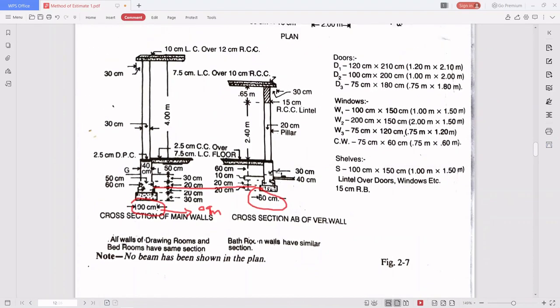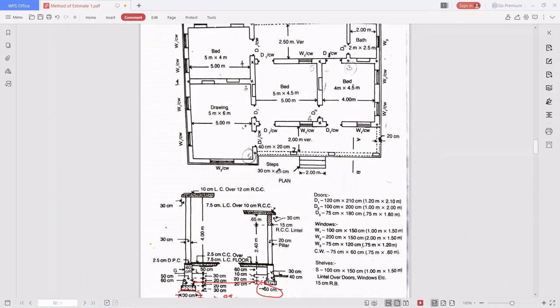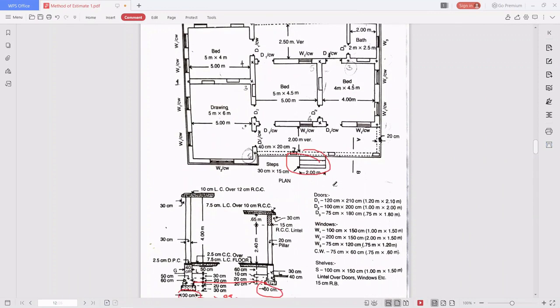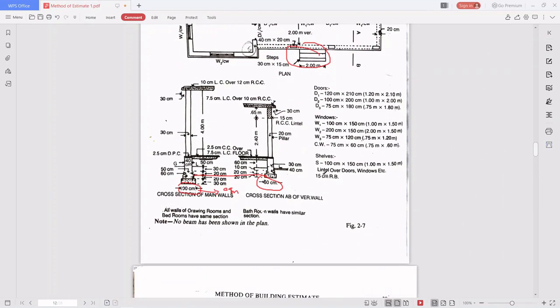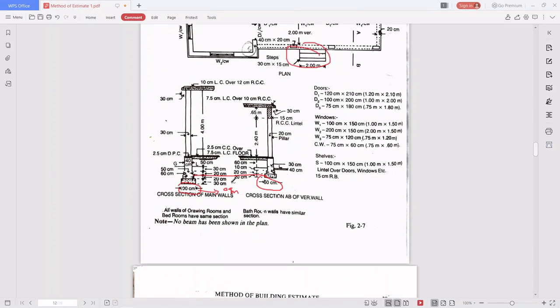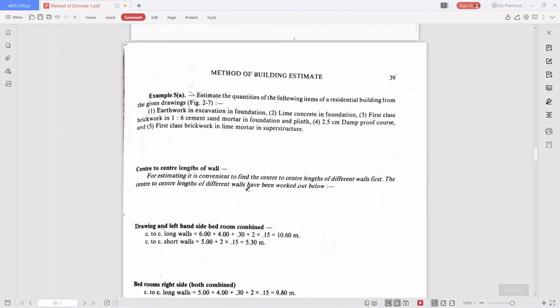Okay, so this is the information they have given us. If they ask for the number of steps and all, we could have done this, but they have not asked it. So whatever is in the question, we will discuss that. All walls of the drawing rooms and bedrooms have the same section, and the bathroom will also have similar sections. So the sections are the same. We'll continue to the problem. We'll go to the solutions now.